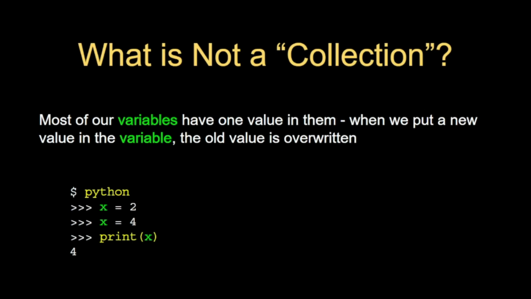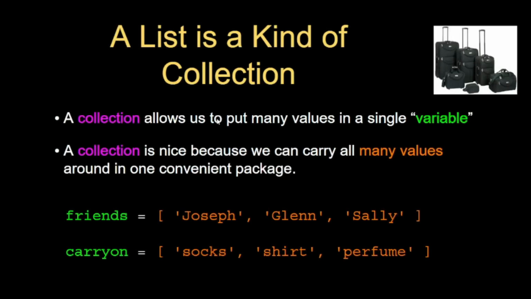So what is a collection? A collection allows you to put many values in a single variable. That's what an array also does, and a list also does. A list is a form of a collection where you can store many values in a single variable referred to by a single name. Okay, so a collection is nice because we can carry many values around in one convenient package.